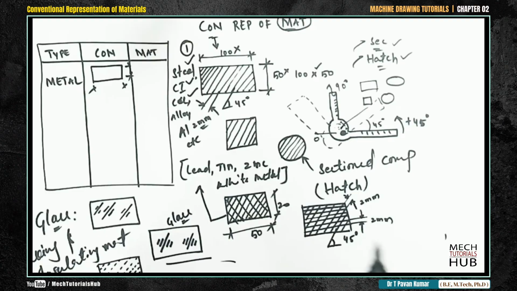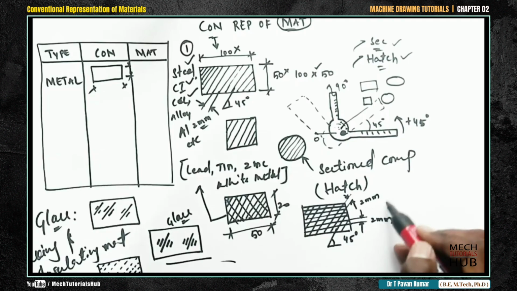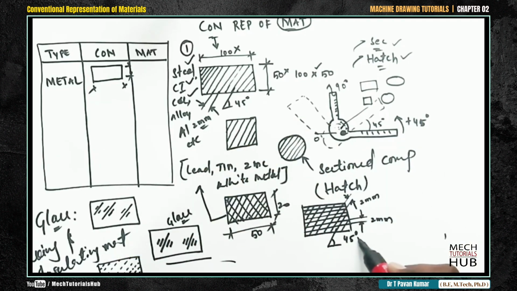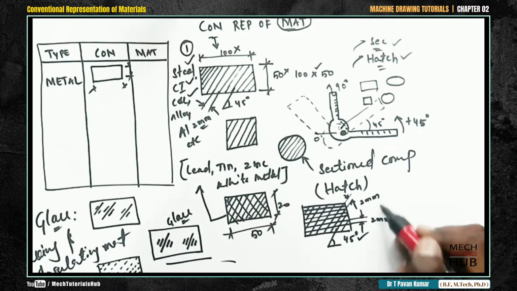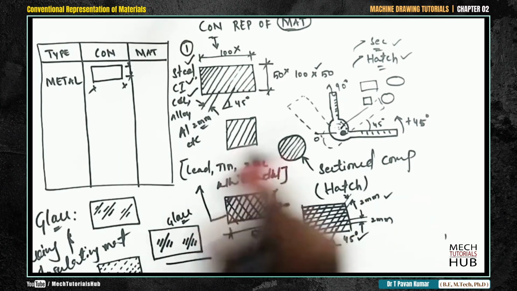Okay, so what are the similarities among all? You need to know the similarities among all the patterns. Similarities are, in most of the patterns we use 45 degrees inclination followed by 2 offset distance. This is the similarity between all the patterns.